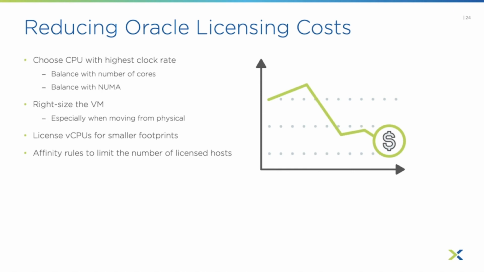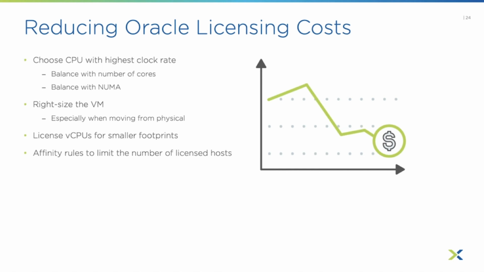The other way that we do it, when we're speccing these environments coming in, is that we try to choose a CPU with the highest clock rate and balance the number of cores with NUMA. So always respect NUMA. I think that goes across the board with anything you're doing, but you pay a price, especially with database workloads, if you don't respect the NUMA boundaries. And then right sizing the VM.